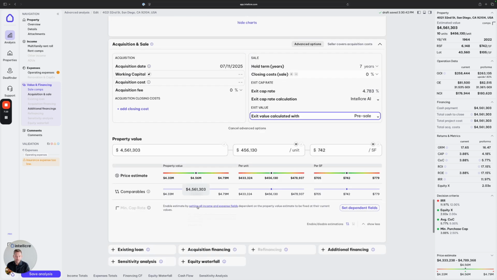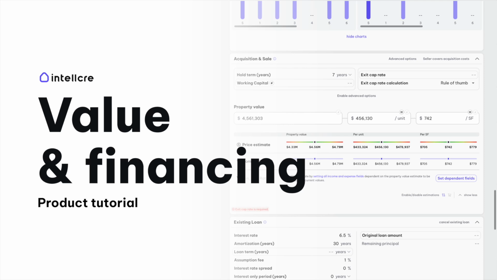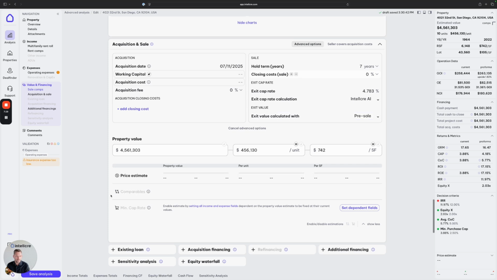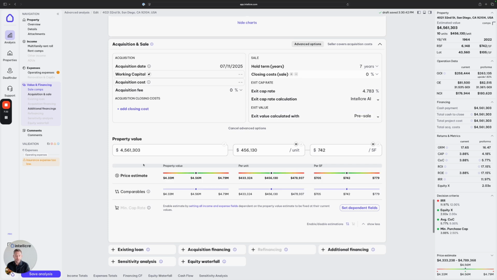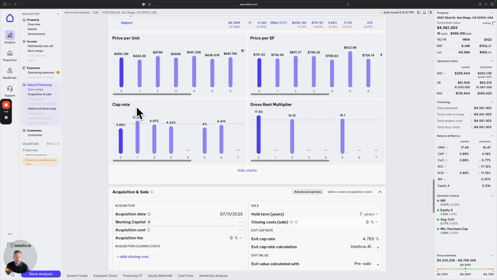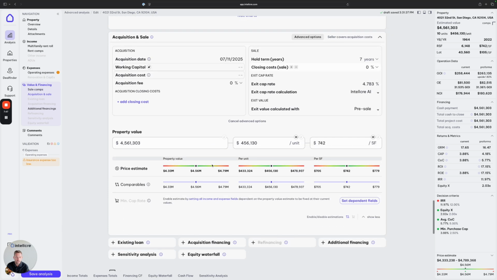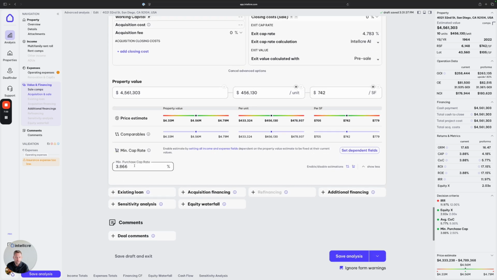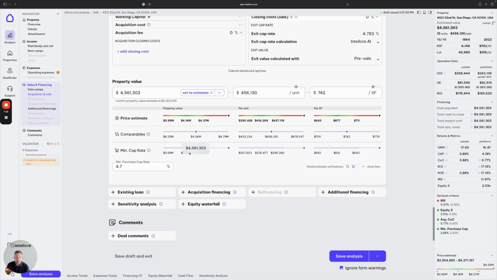Now, as I mentioned, and as you can see here, we have our price estimate based on comparables enabled. If we don't want to use it, we can disable it, or we can re-enable it. And now there is one more algorithm that we can use for the pricing of this deal, and that is going to use the cap rate. So given that we know that similar properties in this market are trading at a certain cap rate, we can enable the minimal cap rate algorithm, and we can play with the purchase cap rate in this case, and we can see how that is being reflected in the price of the building.